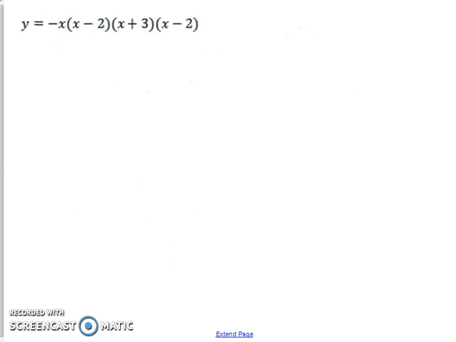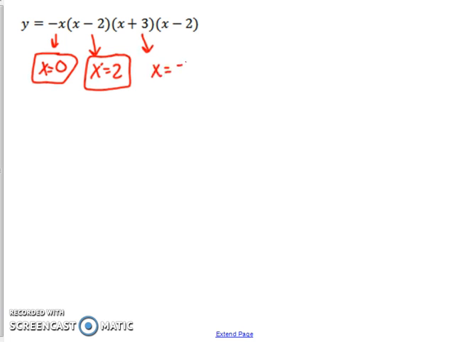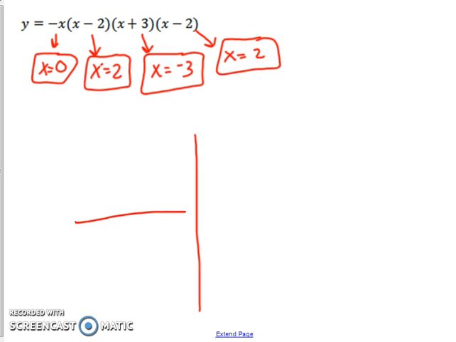Okay, let's look at another one. Okay, so again, x is 0 from this factor. X equals 2 from this factor. X equals negative 3 from this factor. And x equals 2 from this factor. So I have 2 of the same, which means I have a multiplicity. So I have 2 of multiplicity 2. I have 0, and I have negative 3.